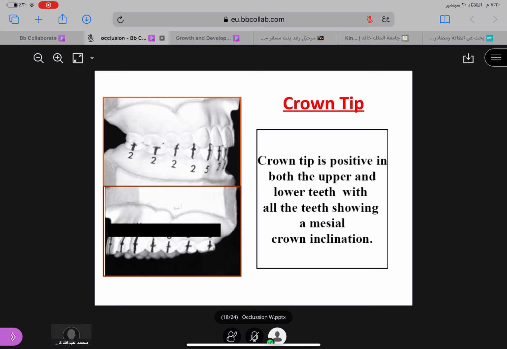If you see both central incisors from the front, from the labial aspect, what you see is both the incisal edges are coming together, and the distal halves, the gingival portion, is distal to the incisal portion. That is known as normal crown tip. All normal occlusion should have a mesial crown tip.